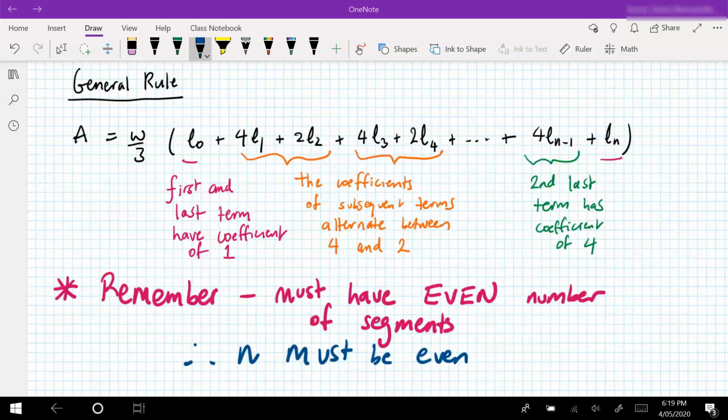So just to end, we give the general rule for Simpson's, general Simpson's rule. It has a particular pattern here. L0 and the very last length, Ln, always have a coefficient of 1. In between, they alternate between coefficient of 4 and coefficient of 2, except for the second and last term, which has to have coefficient of 4. Remember, we must always have an even number of segments, so therefore n has to be even.